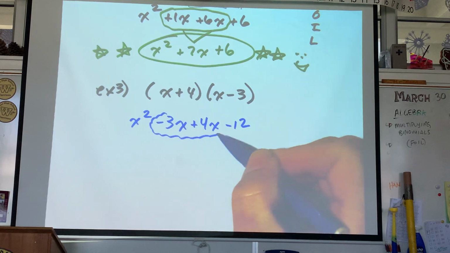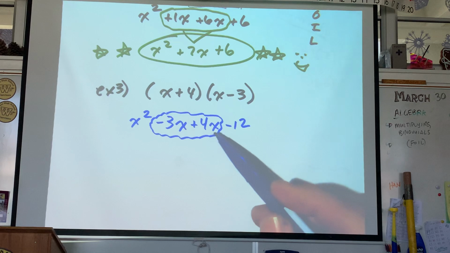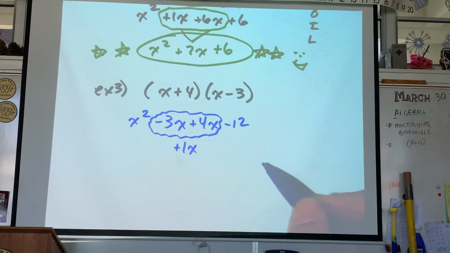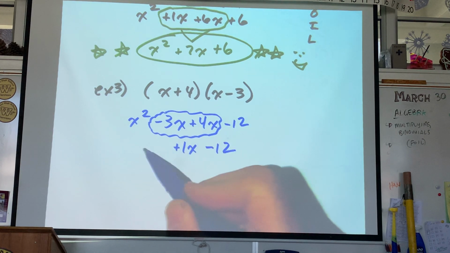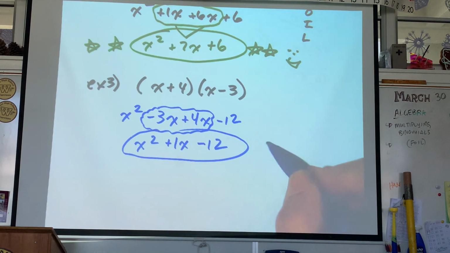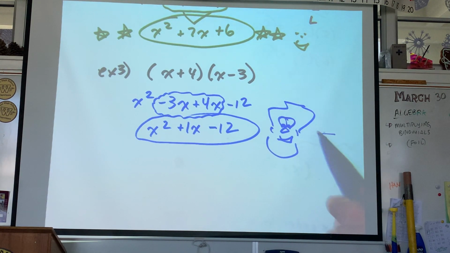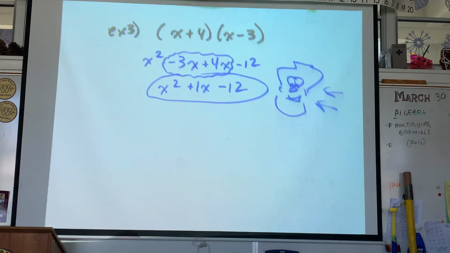Let's combine these two middle terms. They are like terms. Negative 3 plus 4 is also the same as positive 4 minus 3. That is positive 1x. Negative 12 comes down, x squared comes down, and there's my answer. That's it. If you remember how to do this, do that in your notes before you hand it to me, okay? Let's keep going.